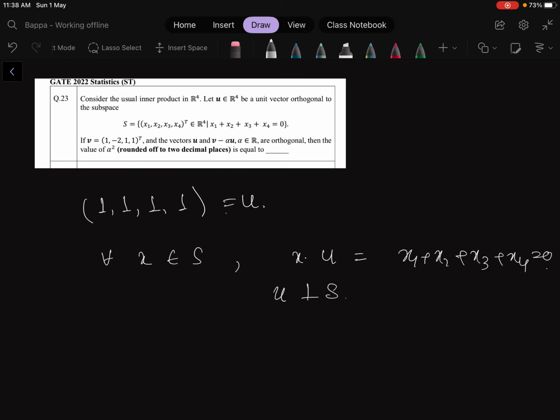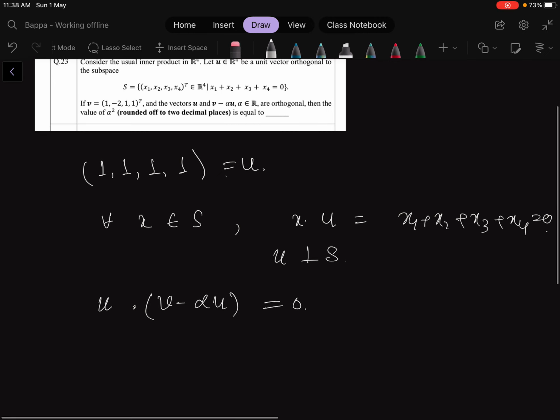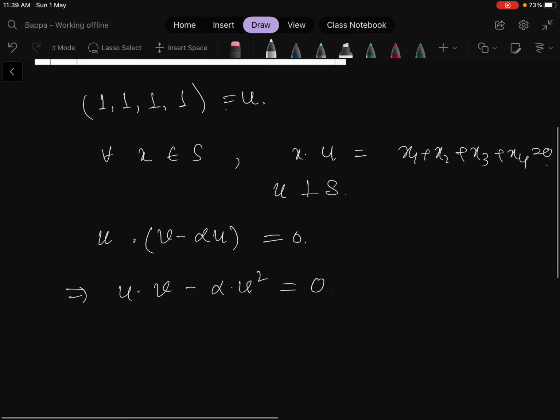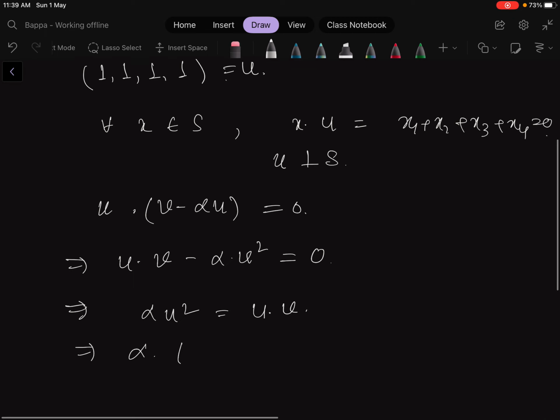So then what you are given is u times (v minus alpha u). These two are orthogonal, so this is equal to 0. So the dot product equal to 0 means u times v minus alpha times u squared is equal to 0. That means alpha u squared equals u times v. So what is u squared? This is 1 plus 1 plus 1 plus 1.